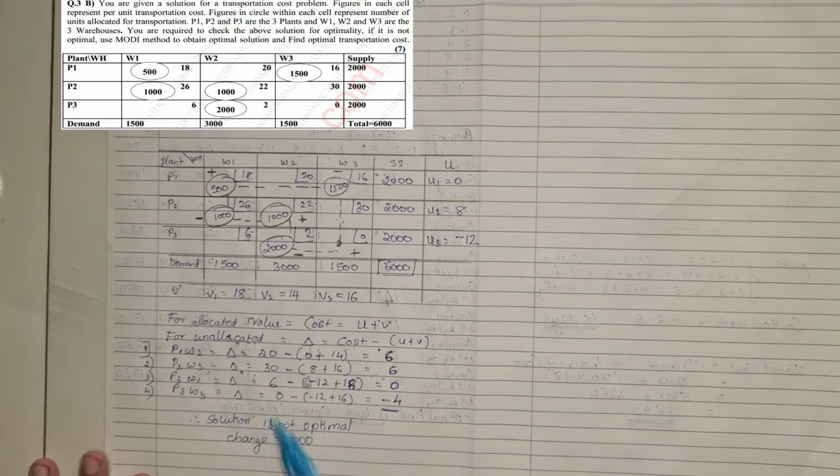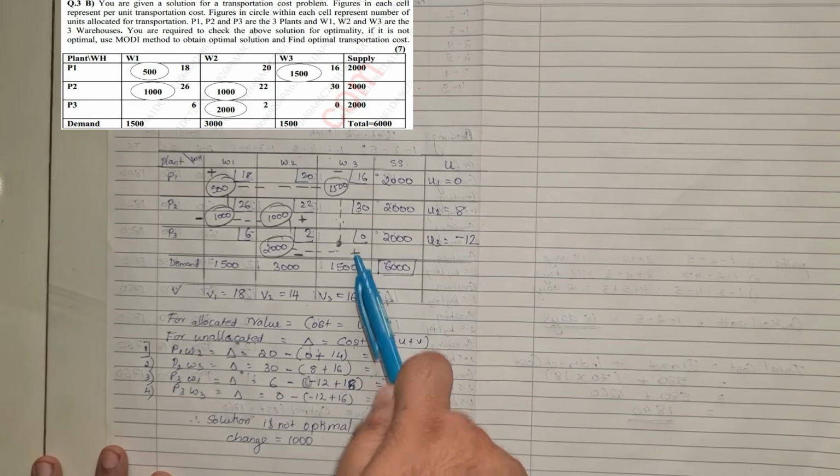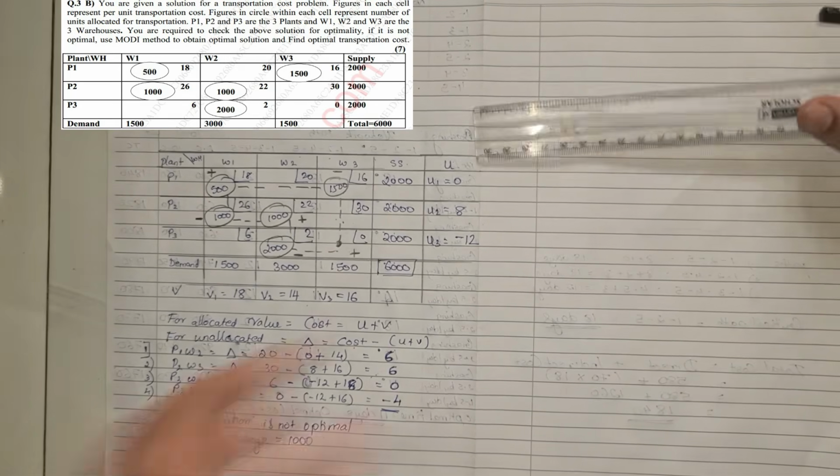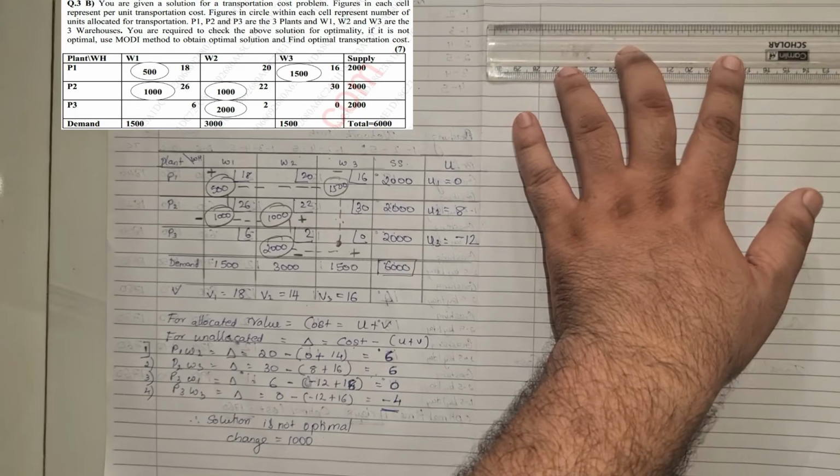So 1000 means that wherever there is a plus sign, you add 1000, and wherever there is minus, we have to subtract 1000. So we'll have to create a new table for that now. A similar table, but new allocations will be there now. So we will first create a table.